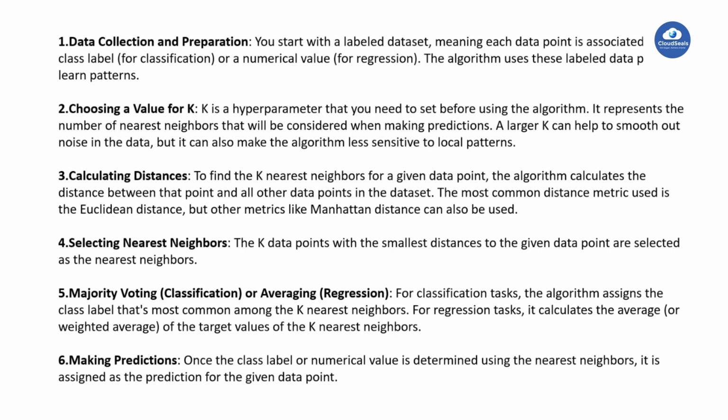That's it. Then once model building is completed, whenever a new data point comes, we will make predictions based on these nearest neighbors only. Once the class label or numerical value is determined using the nearest neighbors, it is assigned as the prediction for the given data point. If it is classification, it will predict whether it is class 0 or class 1. If it is a regression model, that means numerical data, it will calculate the average value.